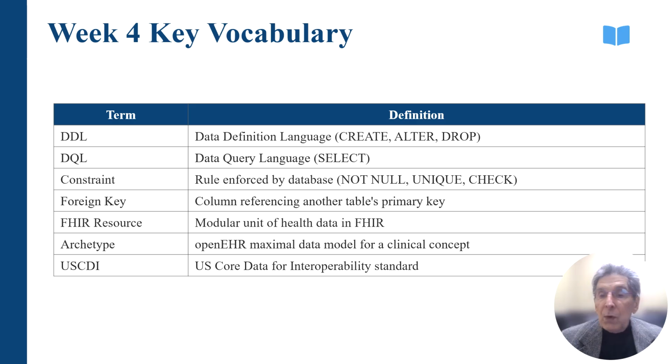Then going on to the FHIR resource, the fundamental unit of health data in FHIR, like patient, or observation, condition, or encounter. Each is a resource type with a defined structure, and resources can reference each other and are exchanged via the REST APIs. In OpenEHR, you've got your archetype, a maximum data model for a clinical concept, which contains all possible data elements for that concept.